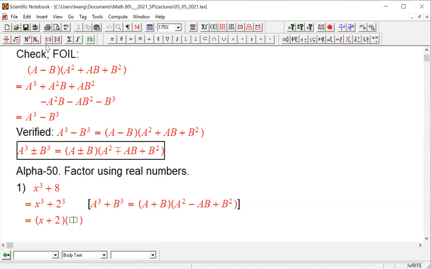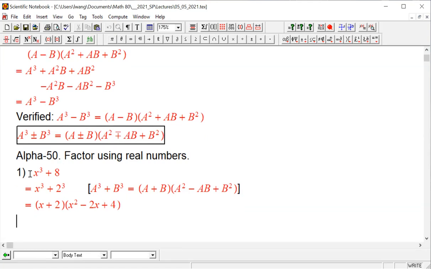And inside the parentheses, we're gonna have a squared, which is x squared. Okay, minus AB. A is x, B is 2. So minus AB is minus 2x. Plus B squared. B is 2. 2 squared is 4. See, we factored this polynomial of power 3 to power 1 and power 2. Of course, the latter factor is a quadratic.